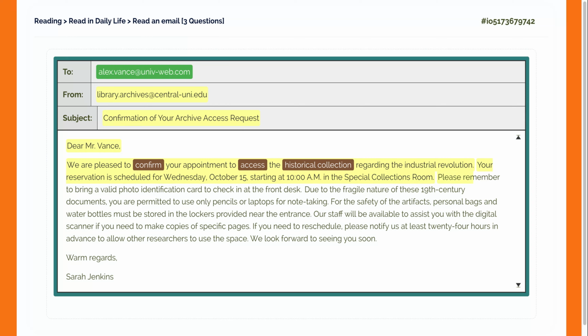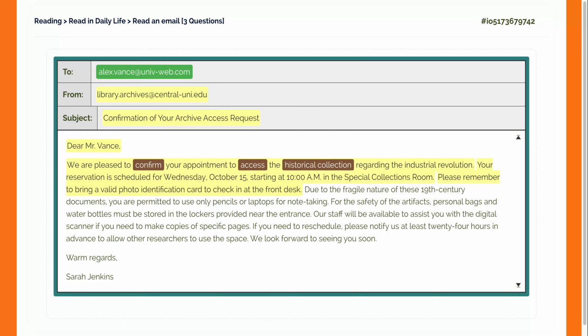Please remember to bring a valid photo identification card to check in at the front desk. This is a clear requirement. The phrase, valid photo identification card, is a specific item the recipient must have. The verb phrase, check in, explains why he needs it. Whenever you see instructions like, please remember, or must, it indicates a rule or a responsibility that the reader must fulfill.